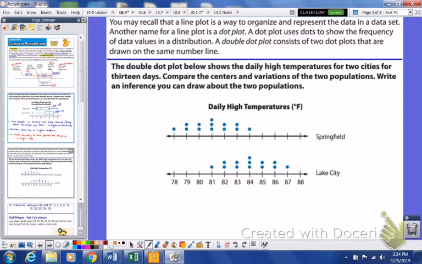Okay, so the double dot plot below shows the daily high temperatures for 2 cities for 13 days. Compare the centers and variations of the 2 populations, and then write an inference you can draw about the 2 populations. So if we check out our range, again, using the numbers down here for both of them, we go from 78 to 84. So our range is 16. Versus down here, we're going from 81 to 87, so the range is still 16. So that tells us that they have the same variation of data.